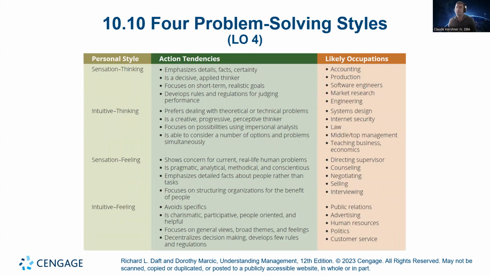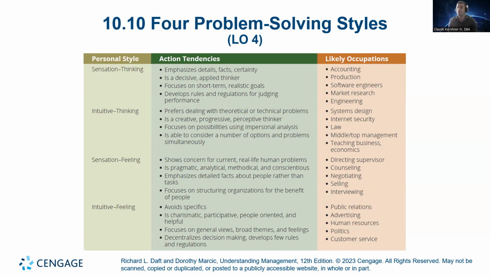Sensation thinking: emphasis, details, facts, and certainty are the action tendencies. Is a decisive, applied thinker, focuses on short-term realistic goals, develops rules and regulations for judging performance. Intuitive thinking prefers dealing with theoretical or technical problems, is a creative, progressive perception thinker, focuses on possibilities using impersonal analysis. And then you have sensation and feeling.